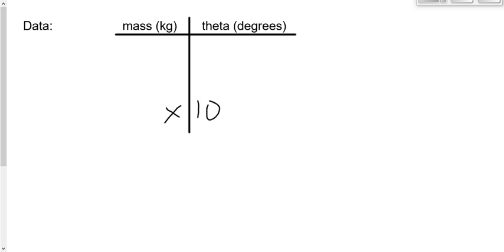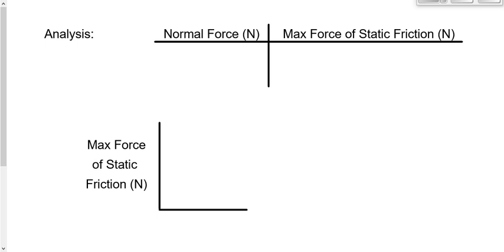Does that make sense? Now, you're not going to plot a graph with mass and theta, although it seems like whenever we see a data table, we plot a graph. In the end, we will, but we're going to change that table into something else first. So it starts as mass and theta. This is our data that we collect in the lab today. We're going to change that into normal force and max force of static friction.